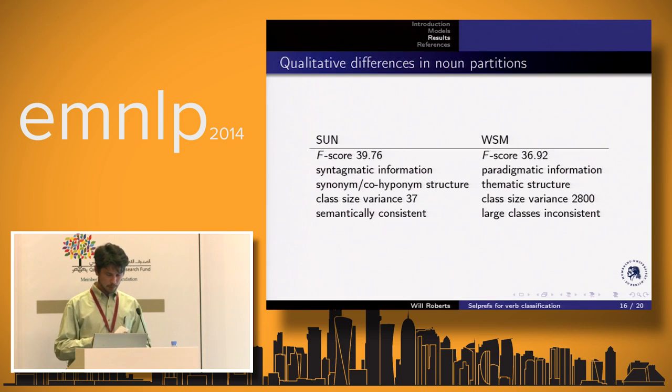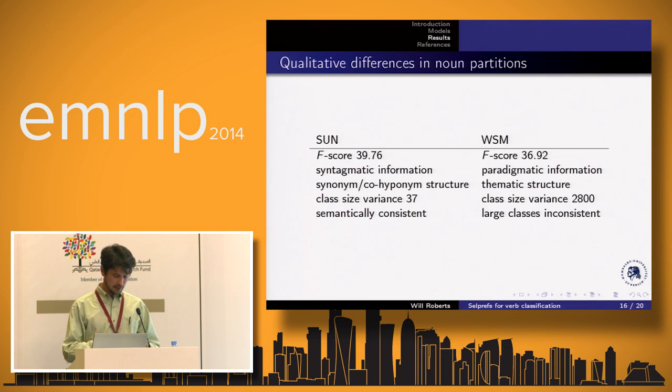Okay, we had two methods that rely on a partition of nouns, and we can say some interesting things qualitatively by looking at the classes of nouns that they induce. The first is the Sun model, which uses syntagmatic information to induce its noun classes. So we're interested in which grammatical context a noun appears in. And the word space model uses paradigmatic information, right? So we're interested in which sentence context a noun appears in.